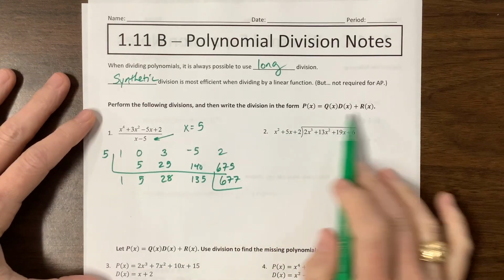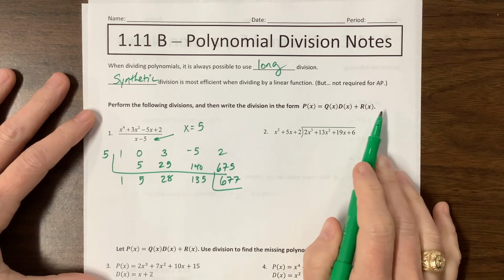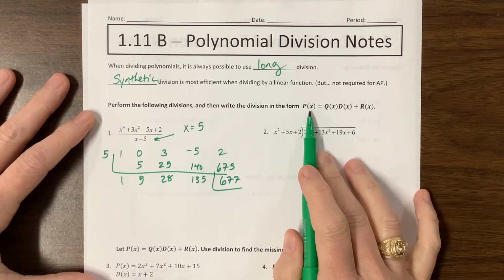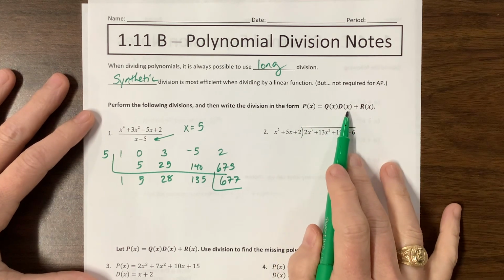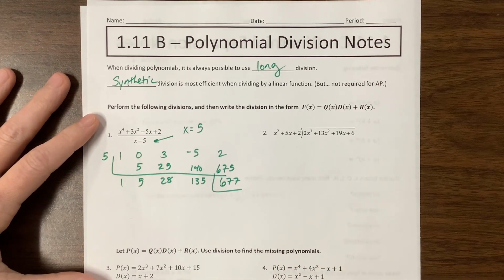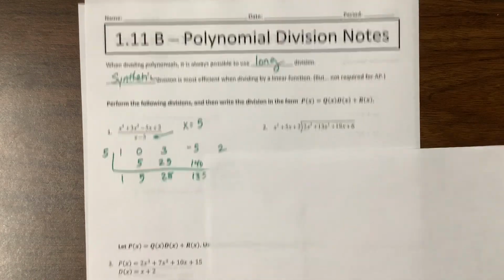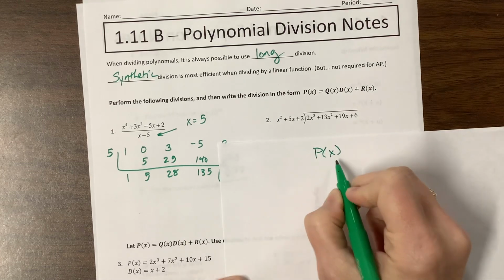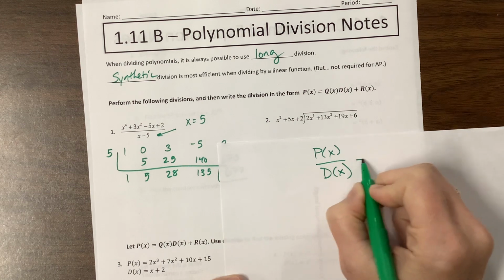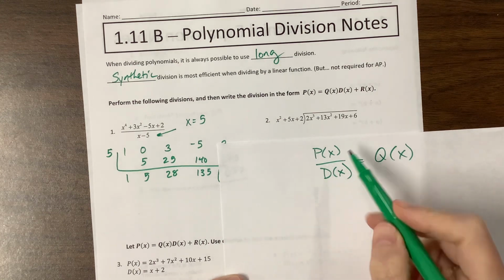When they say this, they want it in the form P of x is equal to Q of x times D of x plus R of x. What they're talking about is if I take my original polynomial P and divide it by the divisor D of x, if there is no remainder, then this would equal Q of x. Then I could multiply this back.